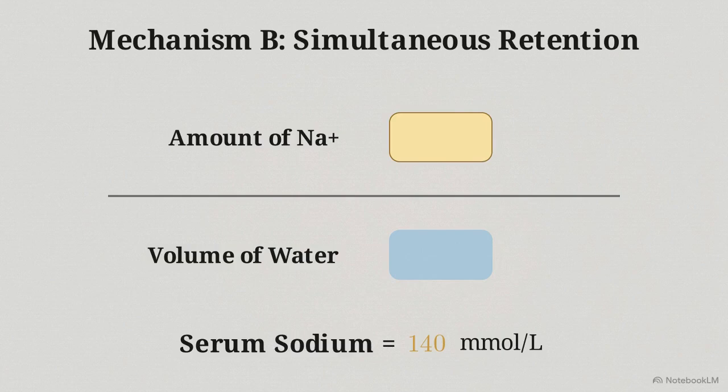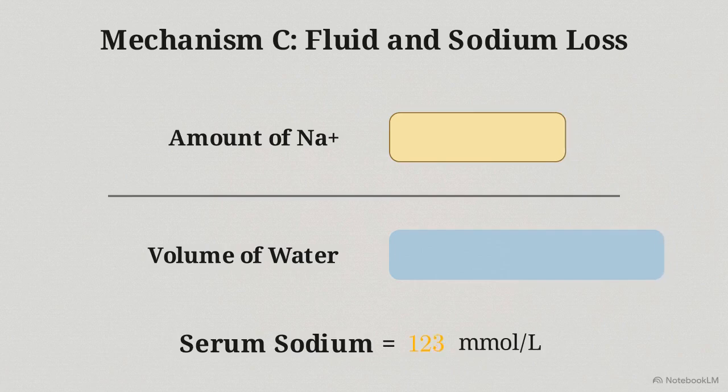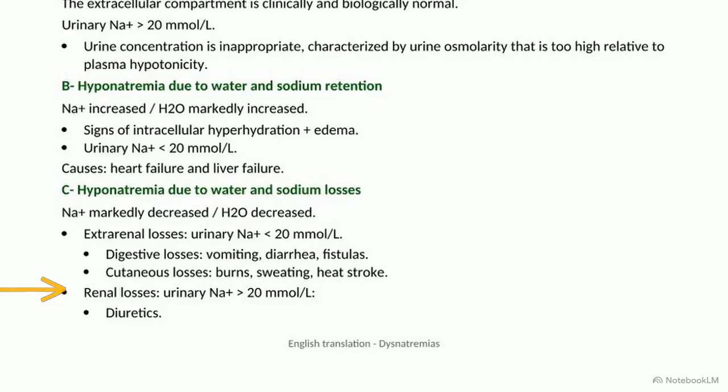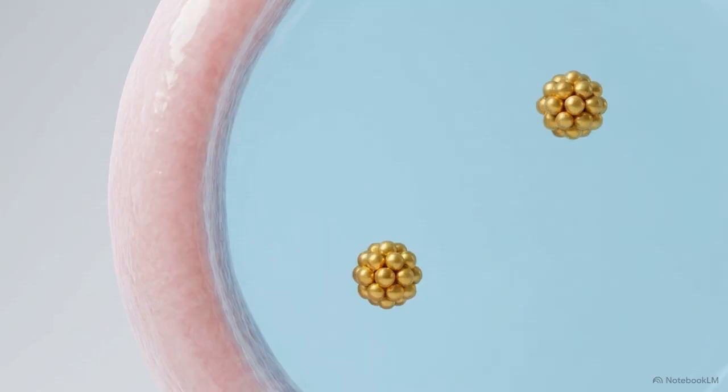Both sides of the fraction increase, but the fluid volume swells much faster than the sodium, keeping the final value heavily suppressed. Mechanism C is a loss of both water and sodium through intense vomiting, massive diarrhea, or severe burns. The body is losing fluid, but the total sodium plummets far quicker, again crashing the final fraction. You'll see this exact same math play out with renal sodium losses, often caused by heavy diuretic use or acute adrenal insufficiency. When the serum sodium value crashes, the extracellular environment becomes incredibly weak.